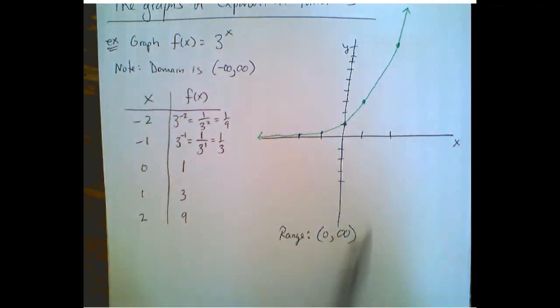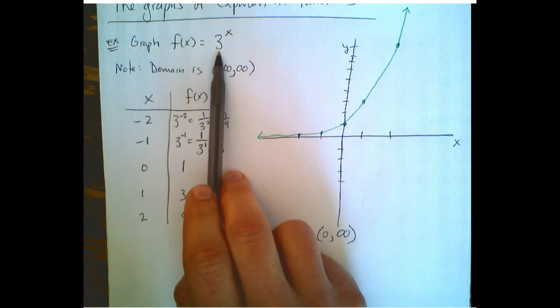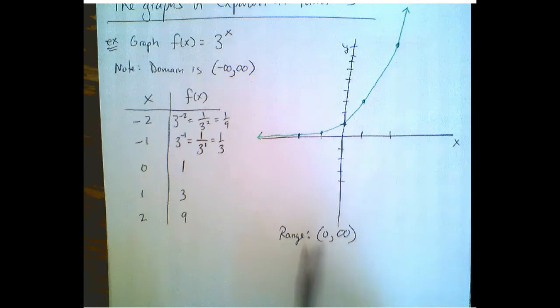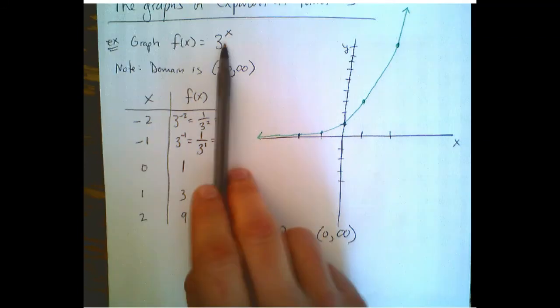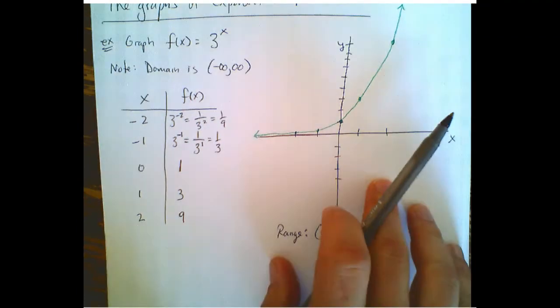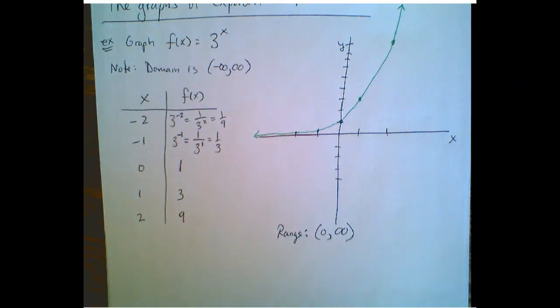Now, any basic exponential function like 3 to the x or 2 to the x or 10 to the x is always going to have this kind of range. But once we start shifting it up or down, we might be able to get an x-intercept there. Okay?